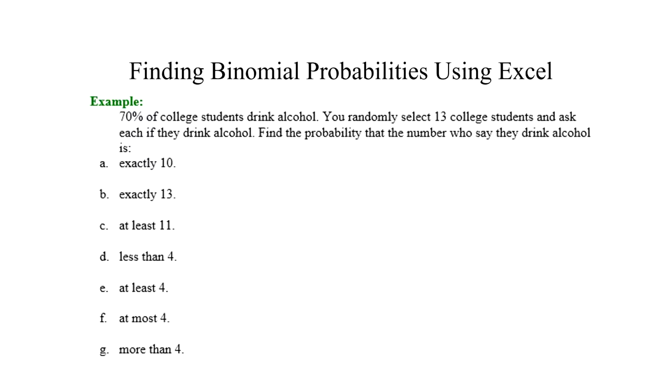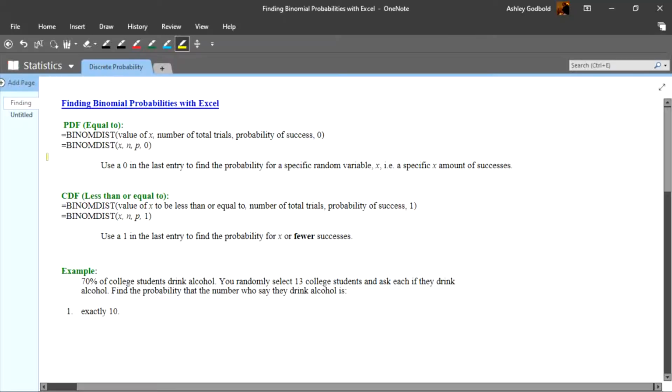Hi everyone. In this video, I'm going to show you how to find binomial probabilities using Excel. To calculate binomial probabilities in Excel, you want to use the built-in function called binomdist. Binomdist stands for binomial distribution. The binomdist function requires 4 parameters.